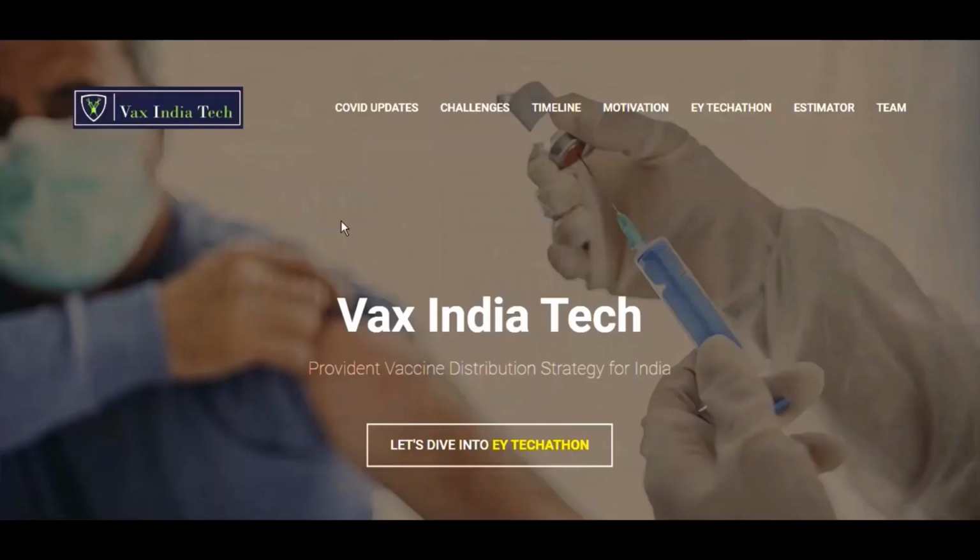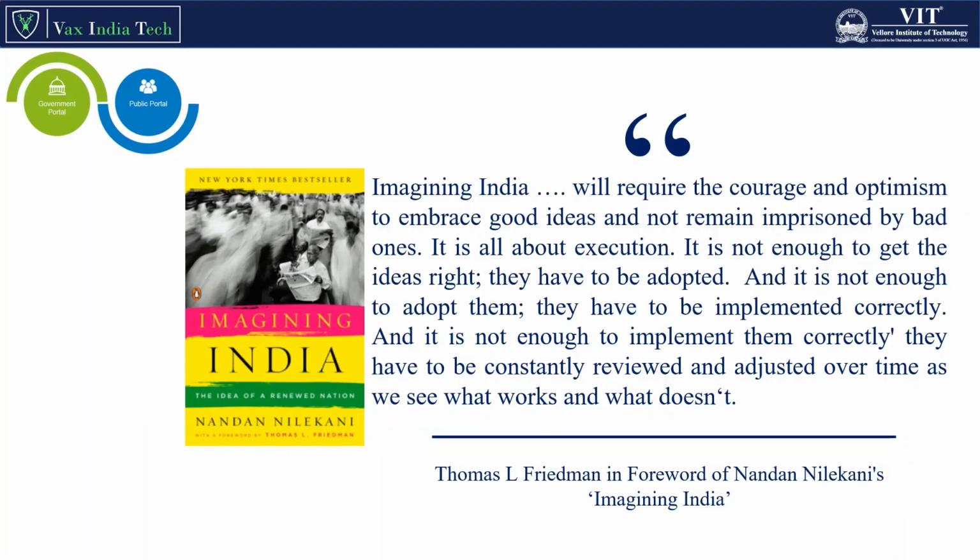Moving ahead, we plan to introduce country-wise prioritization to meet the growing demand for India's vaccines across the globe. We drew motivation for this project from the foreword of Nandan Nilekani's Imagining India.